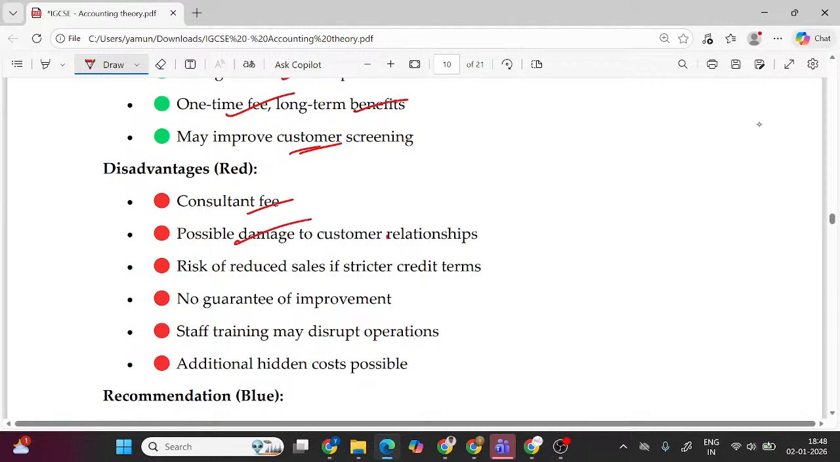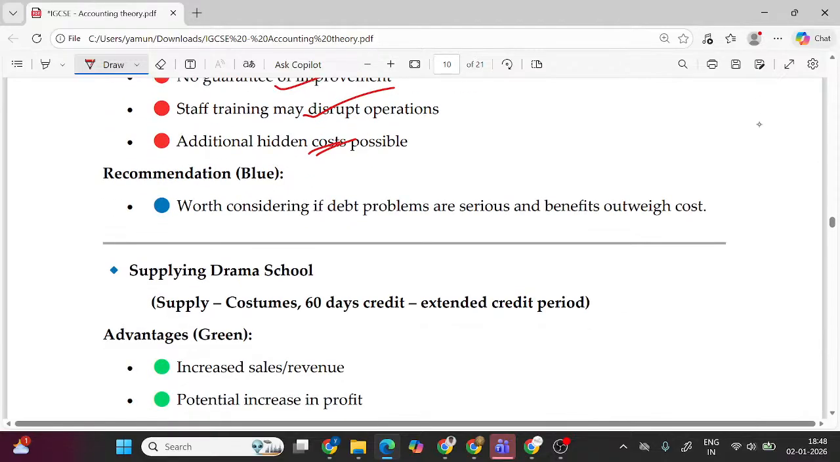Possible damage to the customer relationship if something does not go well. Risk of reduced sales from stricter credit terms, no guarantee of improvement, staff training may disrupt operations, and additional hidden costs are possible. Recommendation: worth considering if debt problems are serious and the benefits outweigh the cost.